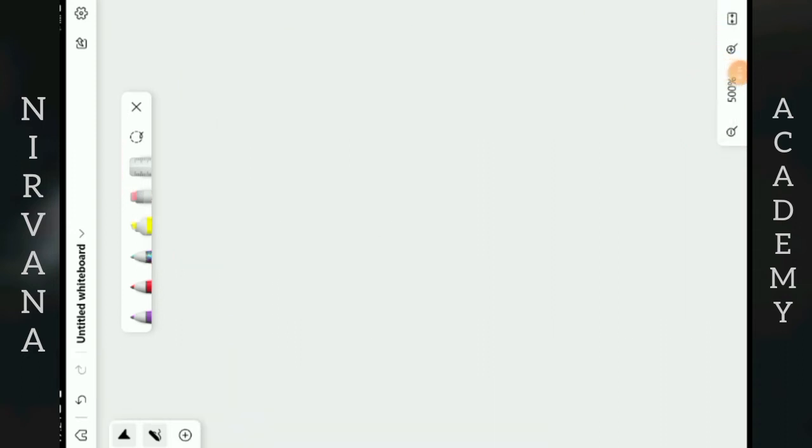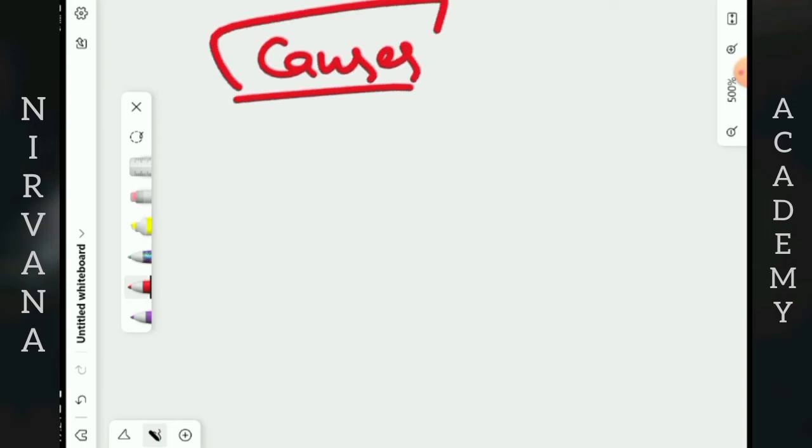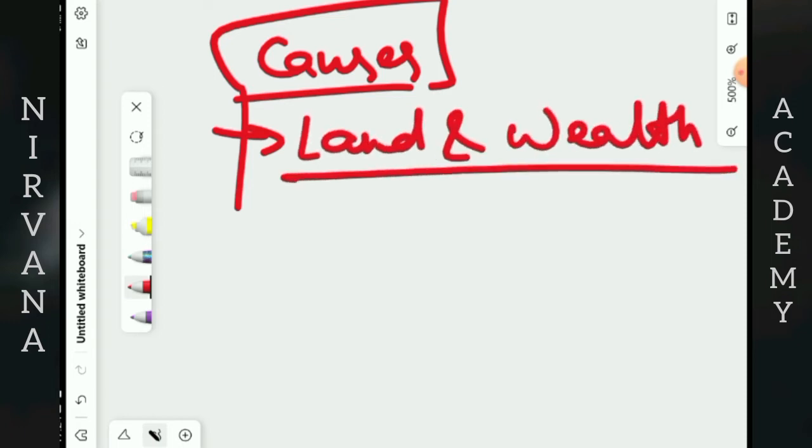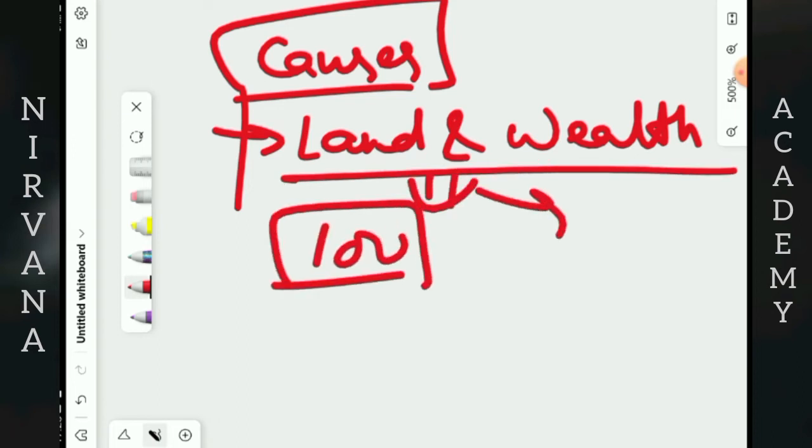These are all the important methods for measuring inequality in the economy or in the society. The next thing is, what are the causes of inequality? Why is so much inequality present in our society? So the first cause is difference in ownership of land and wealth. For example, some people have hundreds of acres of land, but some do not have anything. This is the first cause of inequality.